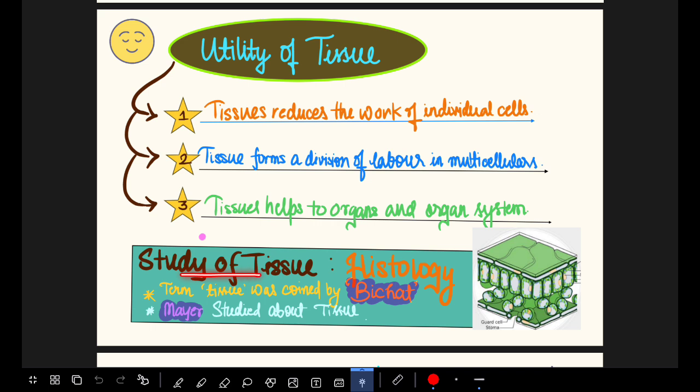Now the study of tissue is known as histology. Whenever you hear the term histo, it means something related to tissue. Now the term tissue was given by Bichat. So Bichat was the scientist or biologist who coined the term tissue. Mayer was another biologist who elaborated the concept of tissue by studying more about it.